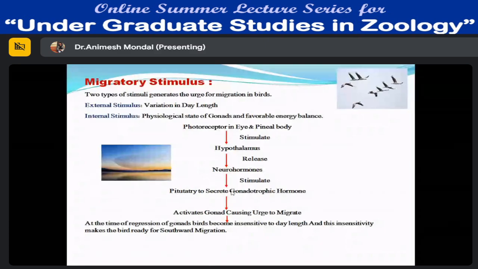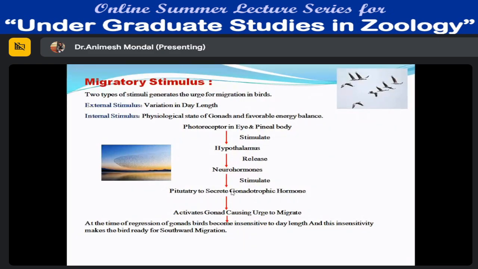So, what are the cues that instigate bird migration? There are two kinds of cues. The first one is known as external stimulus, and the second one is known as internal stimulus. External stimuli, as I told you in the beginning, are the zeitgebers. One of these zeitgebers is variation in day length. That is the environmental cue which triggers the internal stimulus.